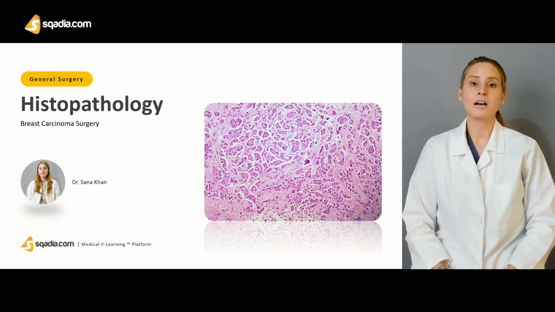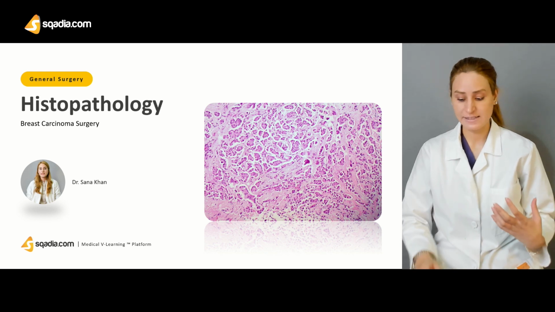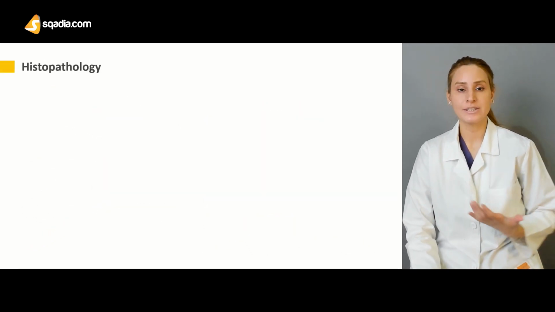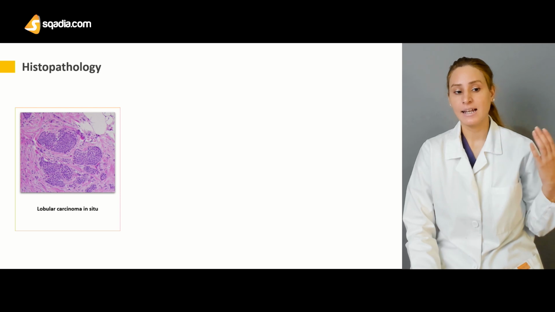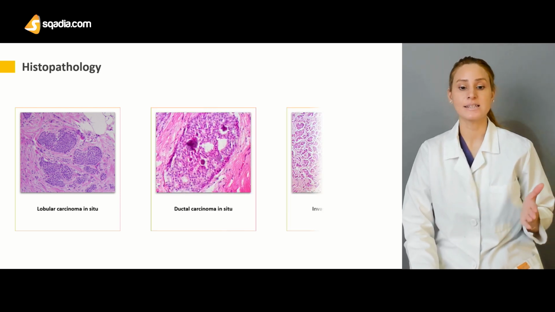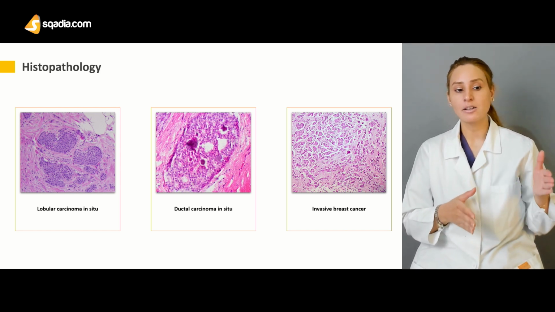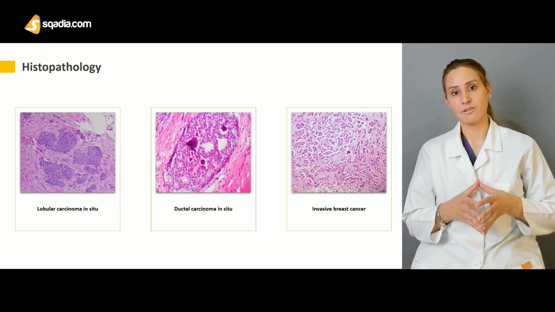Regarding the histopathological grading of the tumor, we actually classify this according to their location. So we say that ductal carcinoma in situ, lobular carcinoma in situ, and then invasive breast cancer is another entity. So what do you mean by lobular carcinoma in situ and ductal carcinoma in situ?